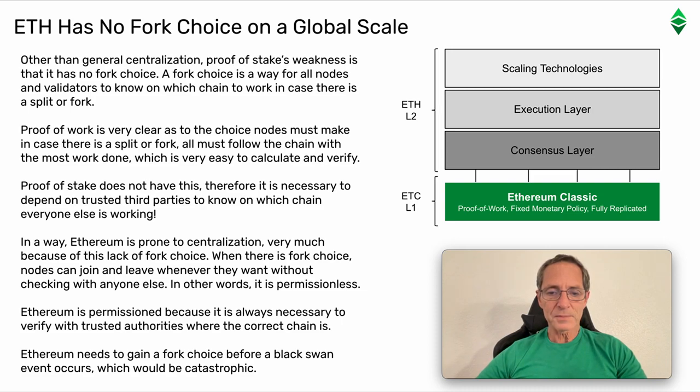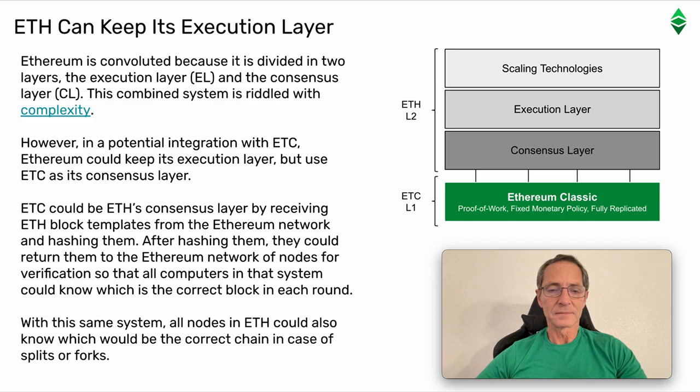In a way, Ethereum is prone to centralization very much because of this lack of fork choice. When there is fork choice, nodes can join and leave whenever they want without checking with anyone else. In other words, it is permissionless. Ethereum is permissioned because it is always necessary to verify with trusted authorities where the correct chain is. Ethereum needs to gain a fork choice before a black swan event occurs, which would be catastrophic.